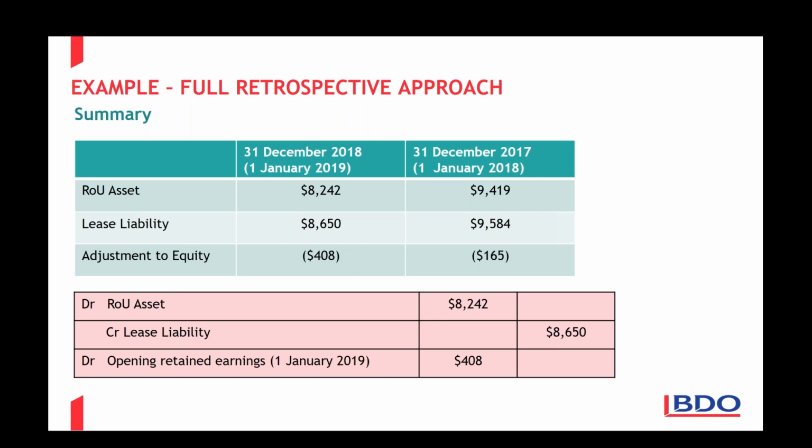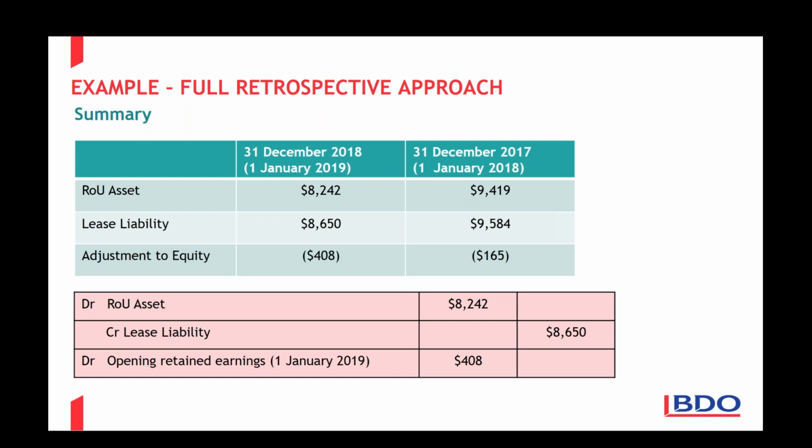So the journal that I've given you here is the journal according to the full retrospective approach, and the journal that I will process on the 1st of January 2019, the date of initial application. On that date, I'm going to say, I have no right of use asset in my books, and this is what the asset should be on the 1st of January 2019, 8242. My liability has to be 8650. And the difference between the two will have to be debit opening retained earnings of 408. So this is the journal on the 1st of January 2019.